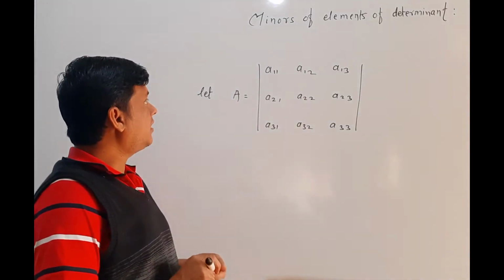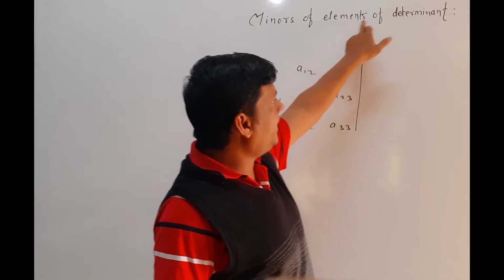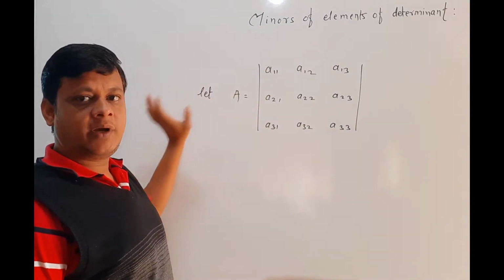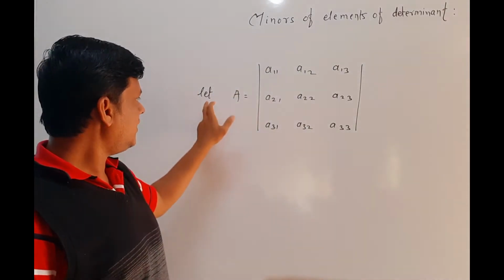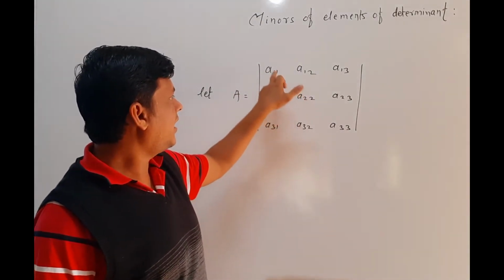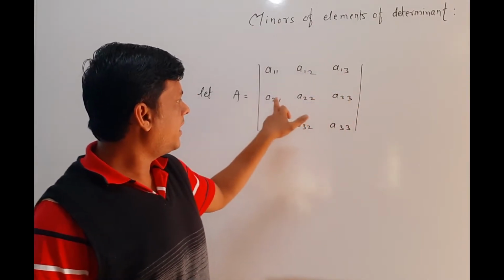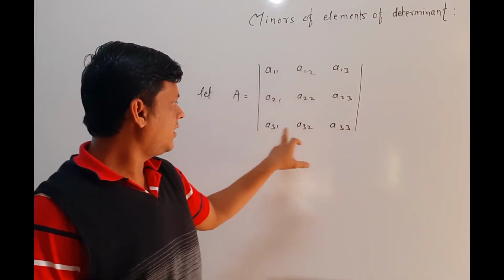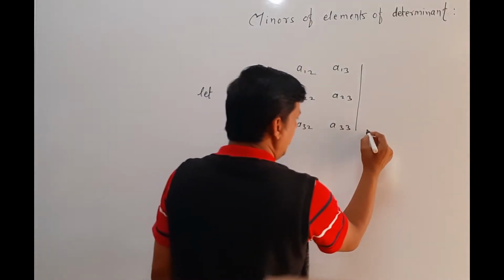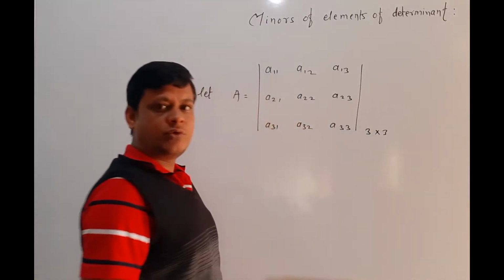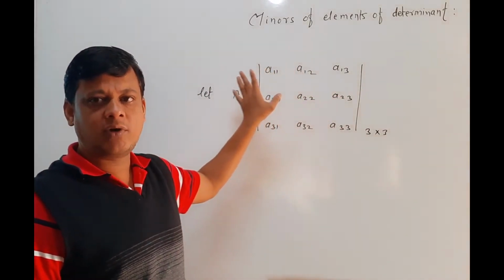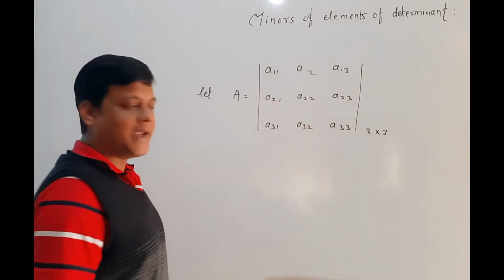Now see the next topic, minors of elements of a determinant. That means we calculate here the minor of each element of a determinant. Now see here, let A equal a determinant having elements a11, a12, a13, a21, a22, a23, a31, a32, a33. That means here we consider a determinant of order 3 by 3. That means we have to calculate the minor of each element, so we have to calculate a total of 9 minors.